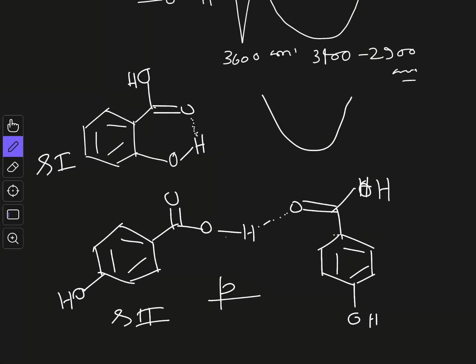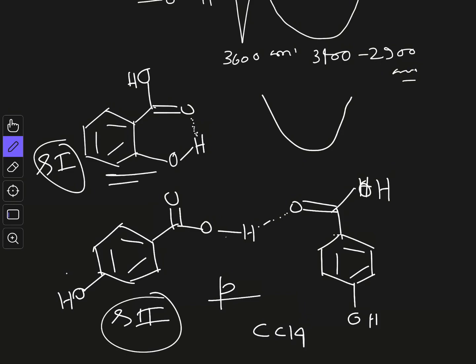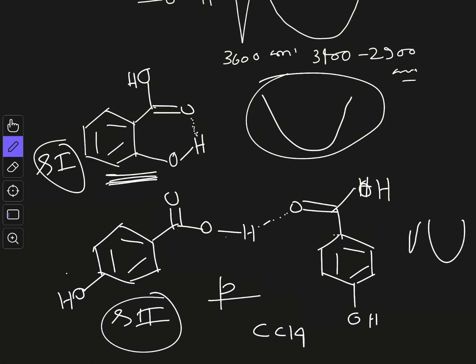Now let's say you dilute both samples with a non-hydrogen bonding solvent, let's say CCl4. CCl4 is non-hydrogen bonding, and you dilute both sample 1 and sample 2 with this CCl4 solvent. So what you will see is, in case of this ortho isomer, there will be no change in the spectrum, it will be broad. But in case of para isomer, you will see there will be a broad spectrum, and at the same time there will come some sharp band at around 3600 centimeter inverse.